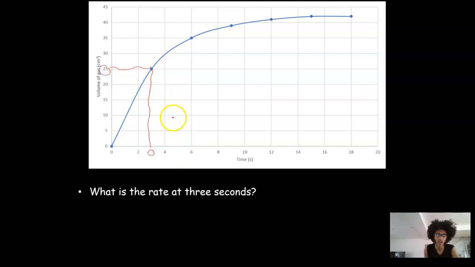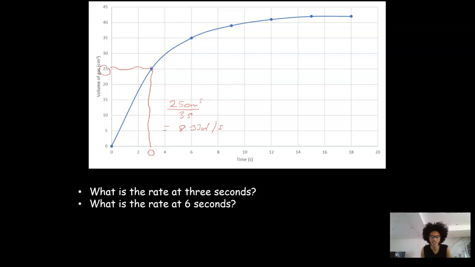Now I need to use my equation, volume of product divided by time. In this case, it's going to be 25 centimeter cubed. I divide that by 3 seconds, and that gives me 8.33 centimeter cubed per second. So that's my first calculation. It's still volume of product or mass, whatever it is, divided by time. But the crucial thing is that you have to get the data from the graph. So let's try another example.